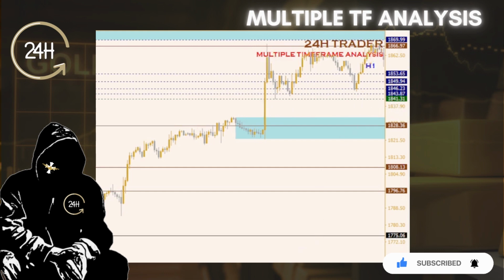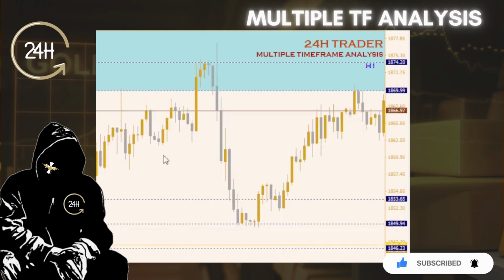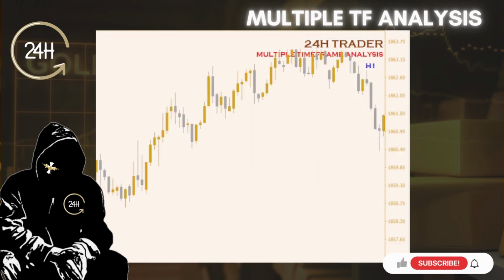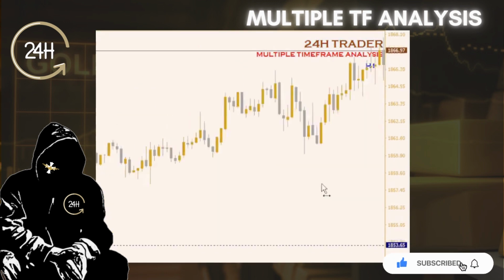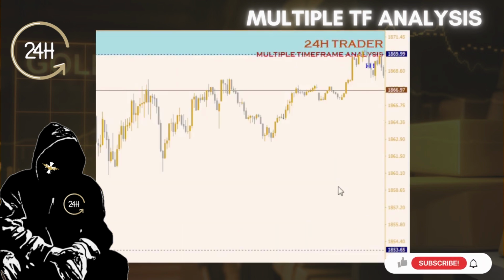Why? Because this is what you need to understand in multiple time frame analysis. Let me just put an ellipse here. This one is the 1841. You can see that there is a wick right here. This long wick on the 1 hour time frame will look different on the 5 minute time frame. As you can see, there will be so many candlesticks on the 5 minute time frame.